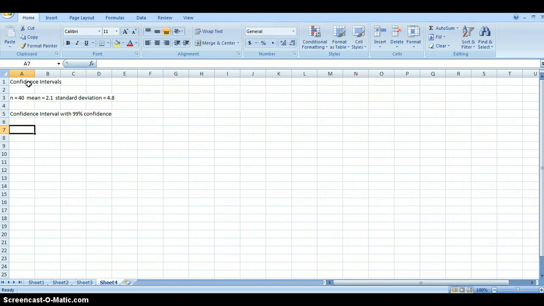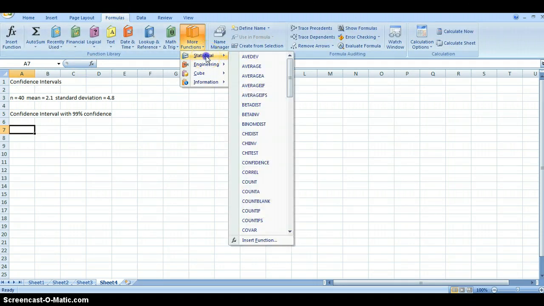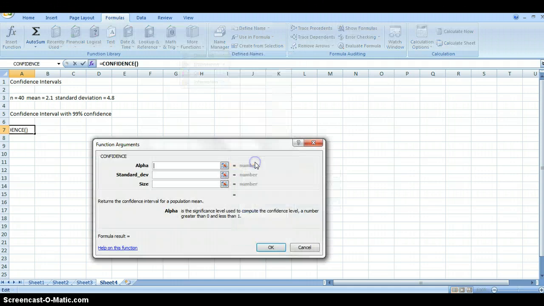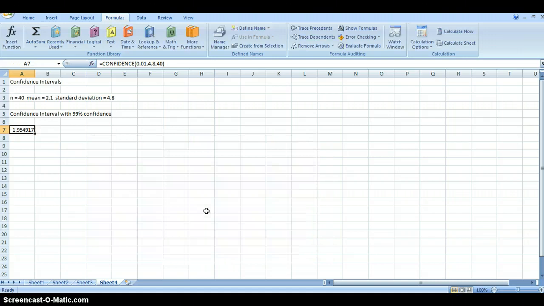So all I have to do is pick a cell, and we go up to formulas, functions, statistical, and you have this confidence. What it's going to do is give you back that error amount. Now alpha is your significance level, not your confidence level. So my confidence level is 99%, which means that left over I have 1%. So that's what my alpha would be. My standard deviation is 4.8, and we said our size was 40. So this gives me back the amount that I'm going to add or subtract from my mean.